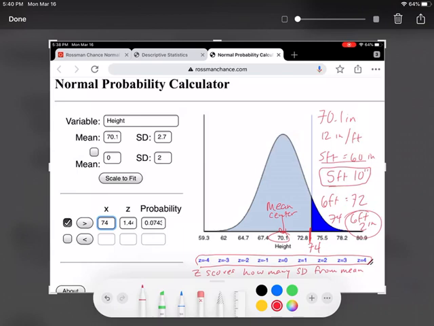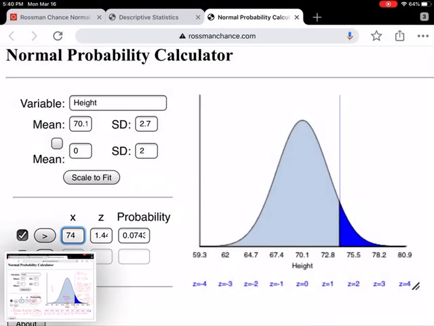Okay, so what did we figure out here? We figured out, over on the left, that the probability of being taller than 74 inches, or 6 foot 2 inches, is 0.07, or 7% of the population. That's what this probability calculator does for us. So back to our notes.